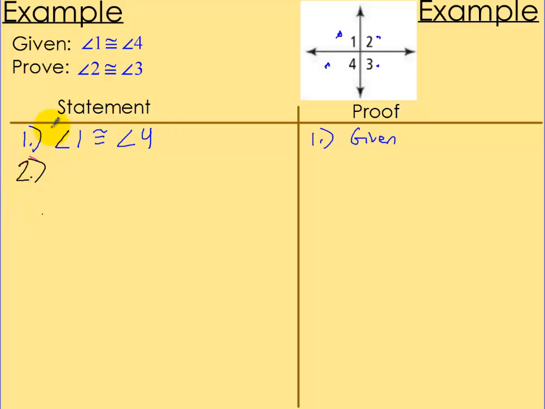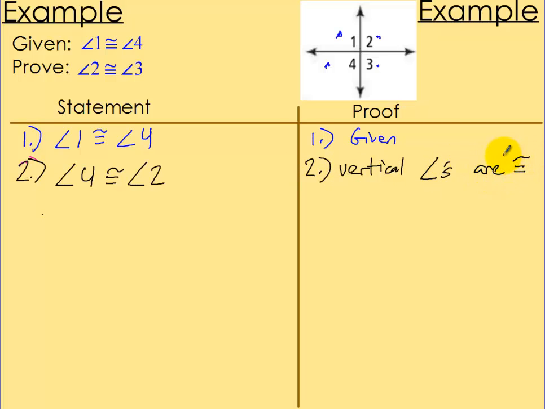So I got this given. Now I can say something else here. We know vertical angles, right? So we're going to use vertical angles here. I can say angle 4 is congruent to angle 2. Why can I say that? Because they're vertical angles. Vertical angles are congruent. And we know that. So now we can go to step number 3. Step number 3, and we're going to use the transitive property here. So angle 1 is congruent to angle 2. And that's transitive property. We're using that angle 4 as the middleman there. So transitive.